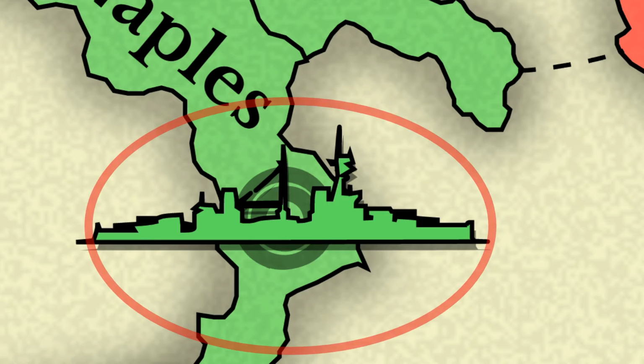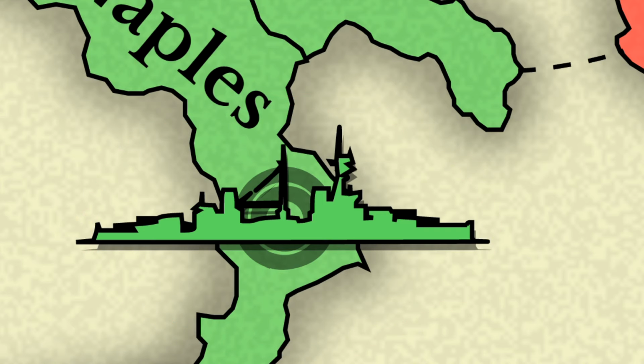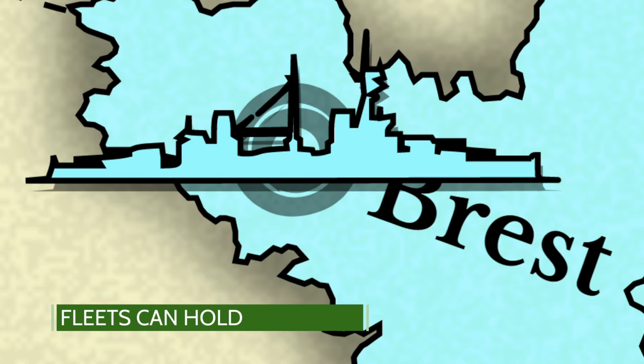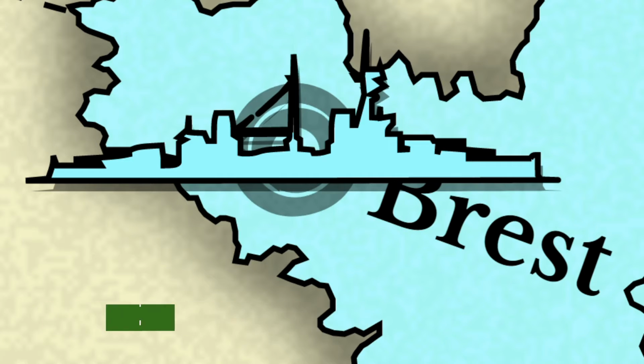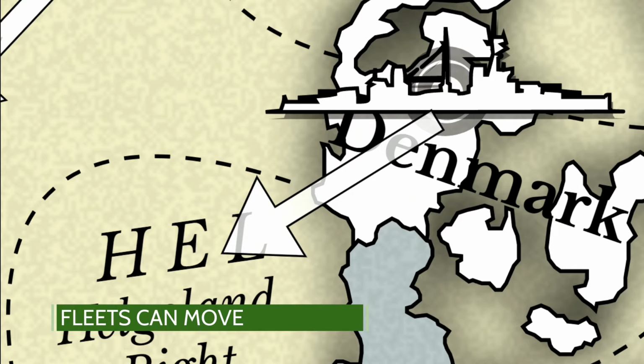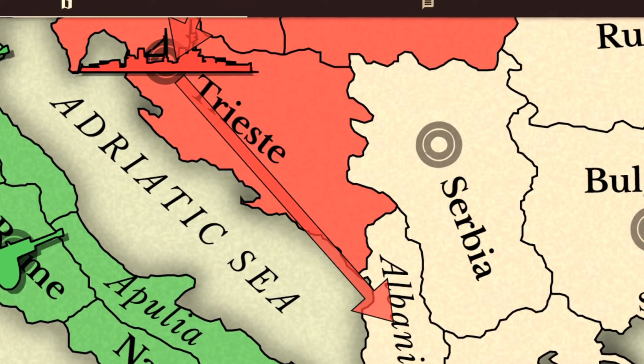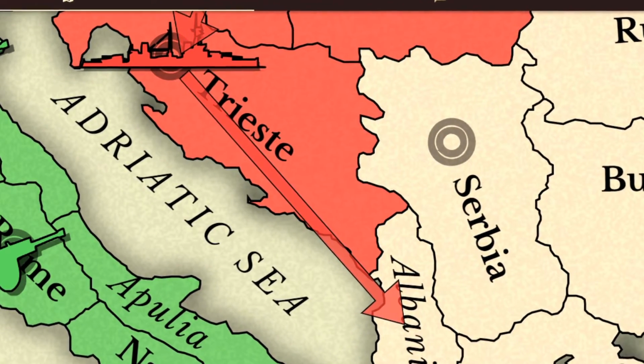The other type of unit are fleets, which are represented by this old dreadnought battleship silhouette in Duplicity. Fleets can only be in sea spaces and coastal provinces. There are only 4 things fleets can do. The first is hold, as I said before. It just sits there. The second is move to an adjacent sea or coastal province space. This can be from a coastal province to an adjacent coastal province along a connected coastline.